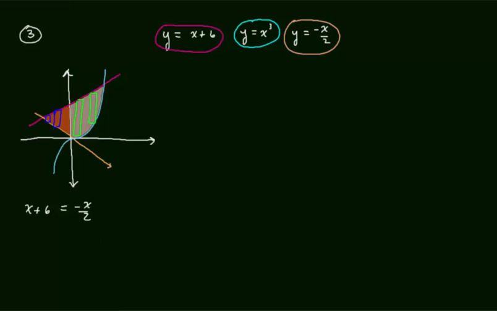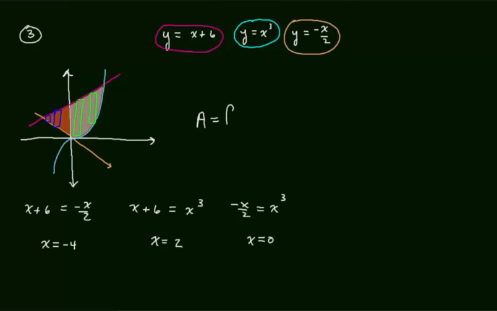The two lines will intersect each other at x equals -4. The pink line and the cubic will intersect at x equals 2. And the beige line will intersect the cubic at x equals 0. We're ready to find the area of the shaded region.